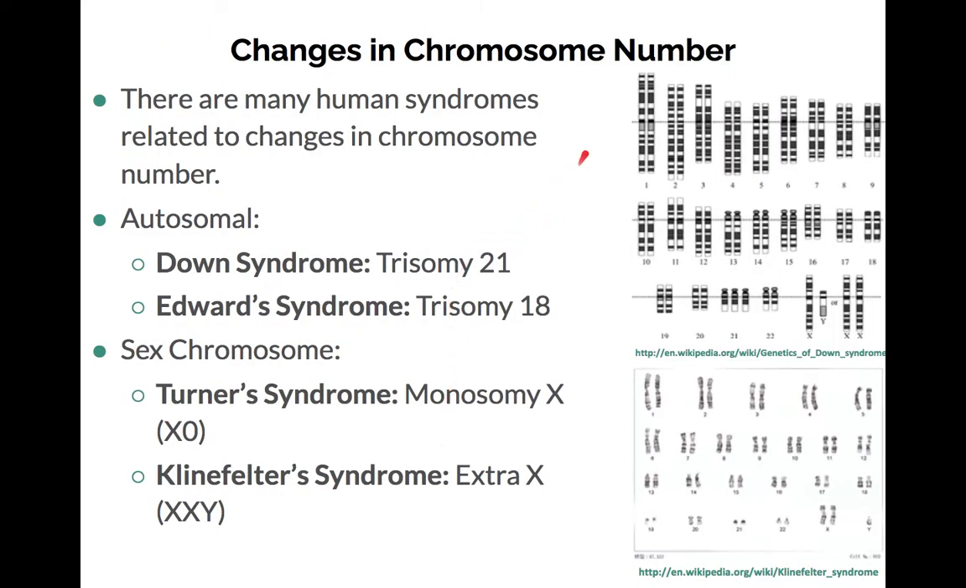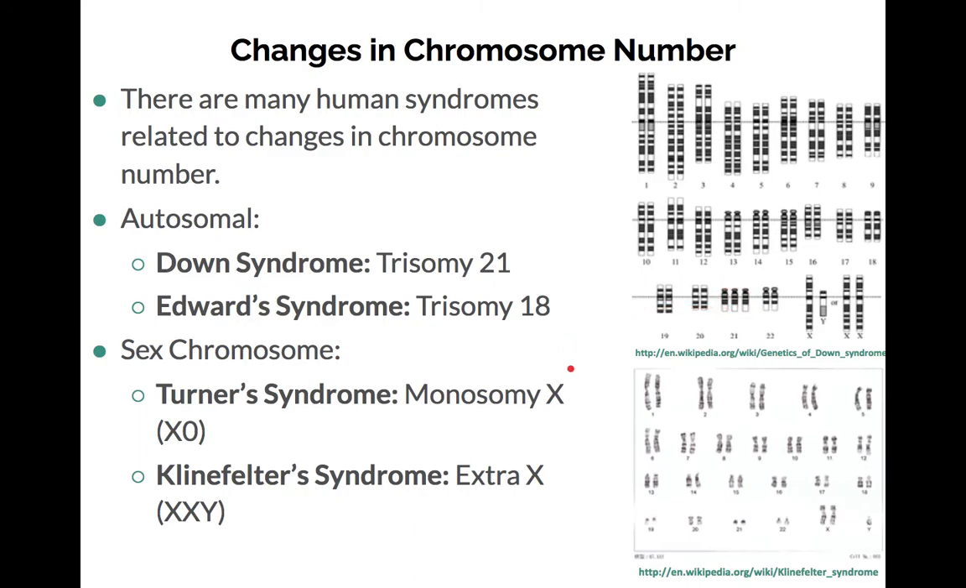So here are some examples. We looked at karyotypes in that last lesson. Here, if we look, this one has 3 chromosomes at number 21. There are many human syndromes related to changes in chromosome number. We have our autosomal examples of Down syndrome and Edwards syndrome. So trisomy at 21 here, this would be what a karyotype of a person with Down syndrome would look like.